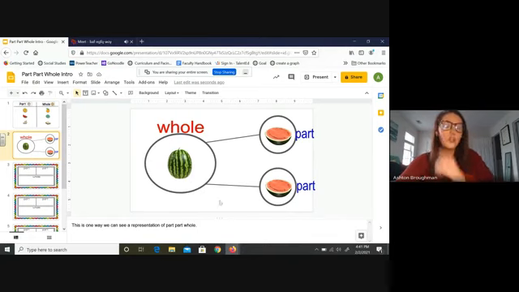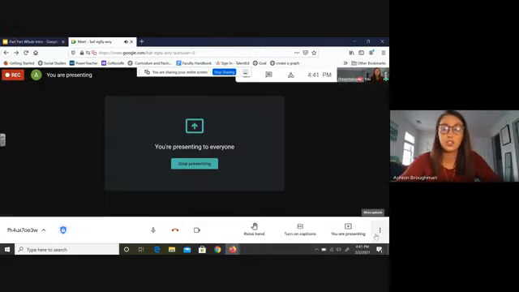So you're going to sort your pictures into their parts and into their wholes. Remember, you have to have at least two parts. When you put those two parts together, we get the whole thing. So I want you to try this time.